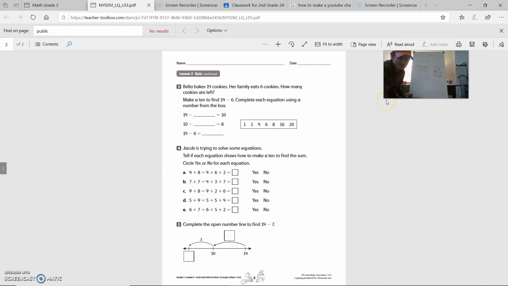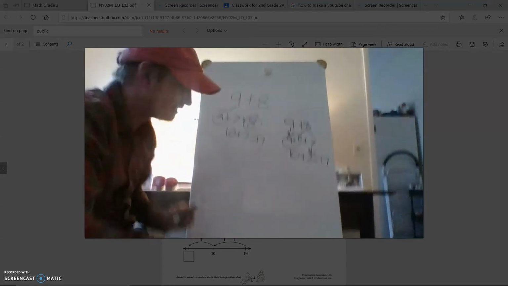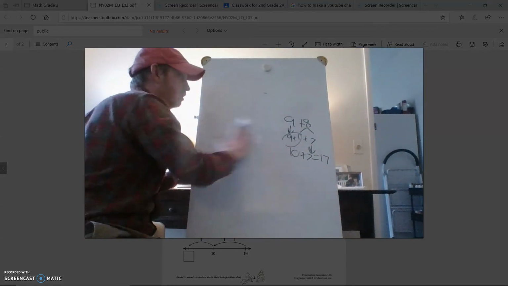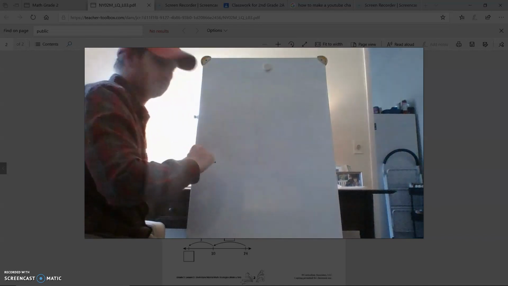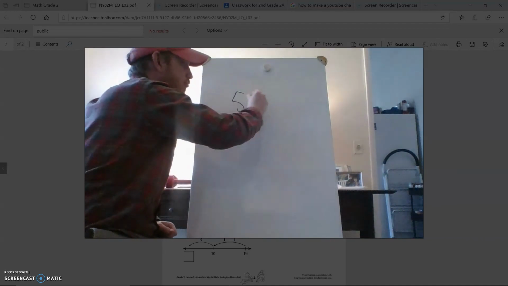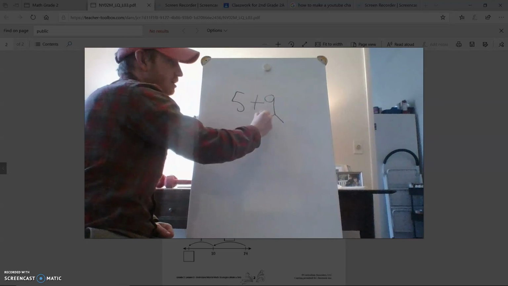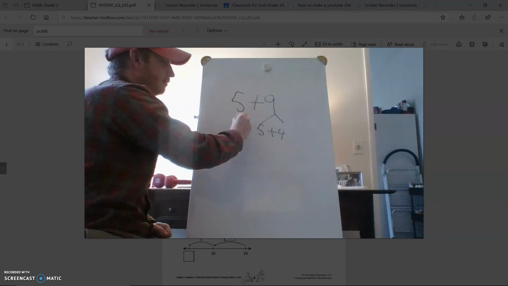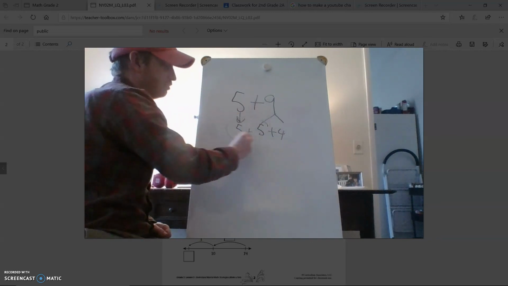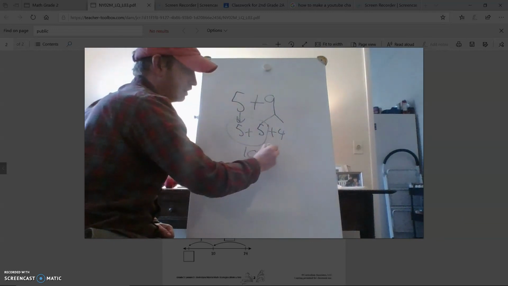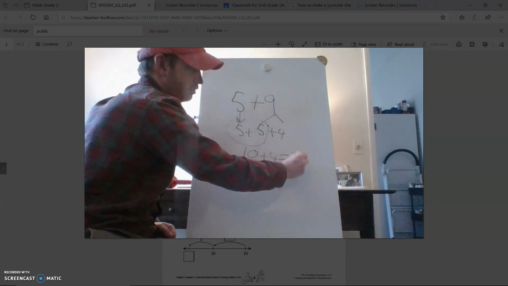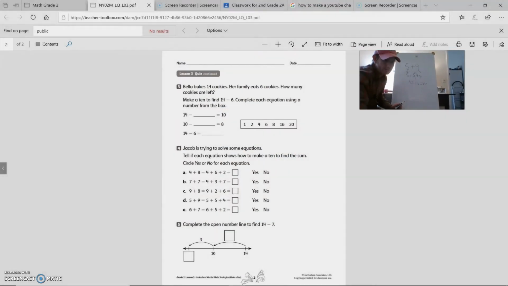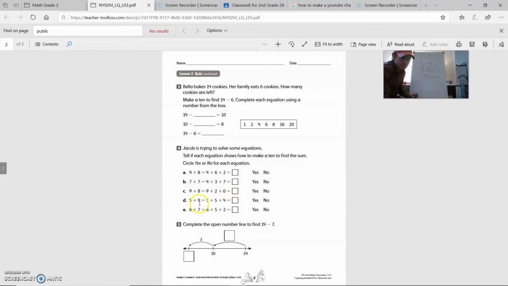D is 5 plus 9. So let's see. 5 plus 9. 9 becomes a 5 and a 4. Bring down the 5. 5 plus 5 makes 10. Plus 4 equals 14. 5 plus 4 equals 5 plus 5, just like we did. So we're going to circle yes.